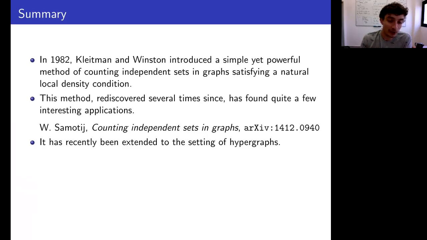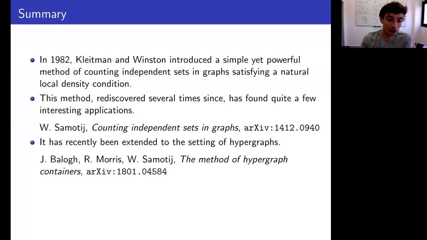And if you're interested in reading on that, I can refer you to a survey paper I wrote together with József Balogh and Rob Morris. It's also available on the arXiv.